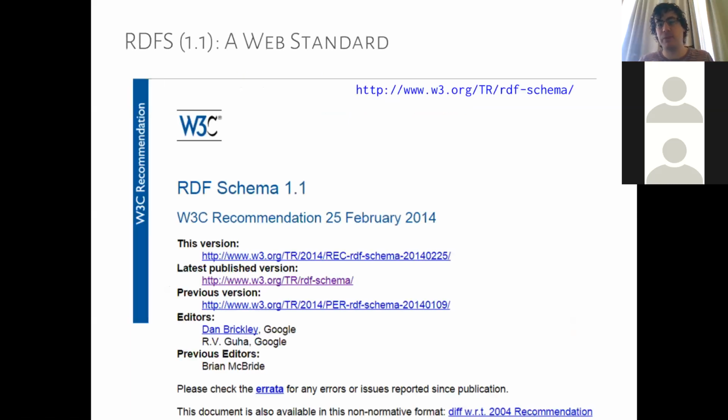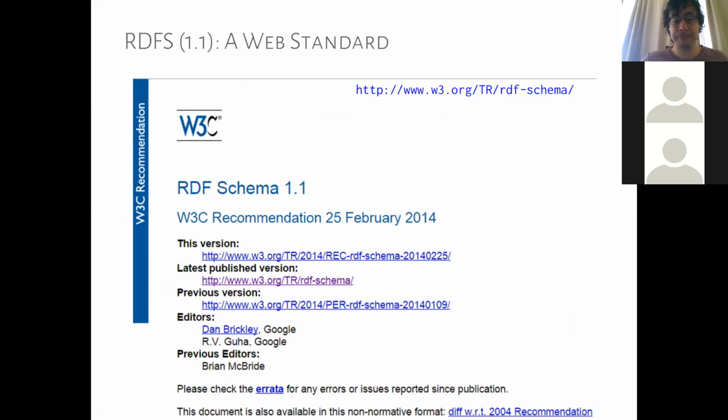So we can continue then. What is RDFS? The core of RDFS is precisely what we've seen: subclass, subproperty, domain, and range. And it's a web standard, so much like RDF. So it's what's called a W3C recommendation, W3C being the World Wide Web Consortium.